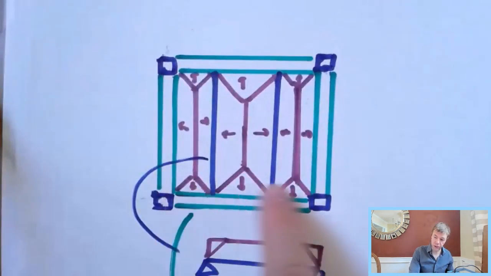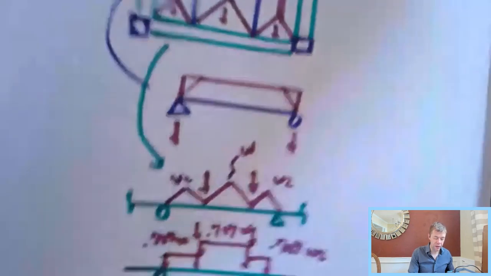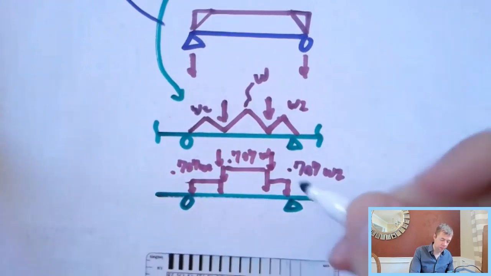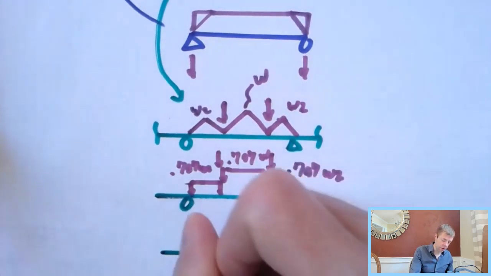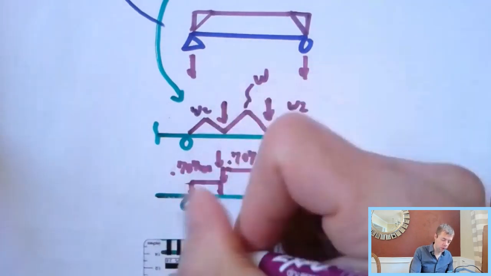Now if your geometry is the same, all of these are the same down here, not different size triangles, then this is now just one big uniform load. So if everything was the same, then it would look something like this distributed load.